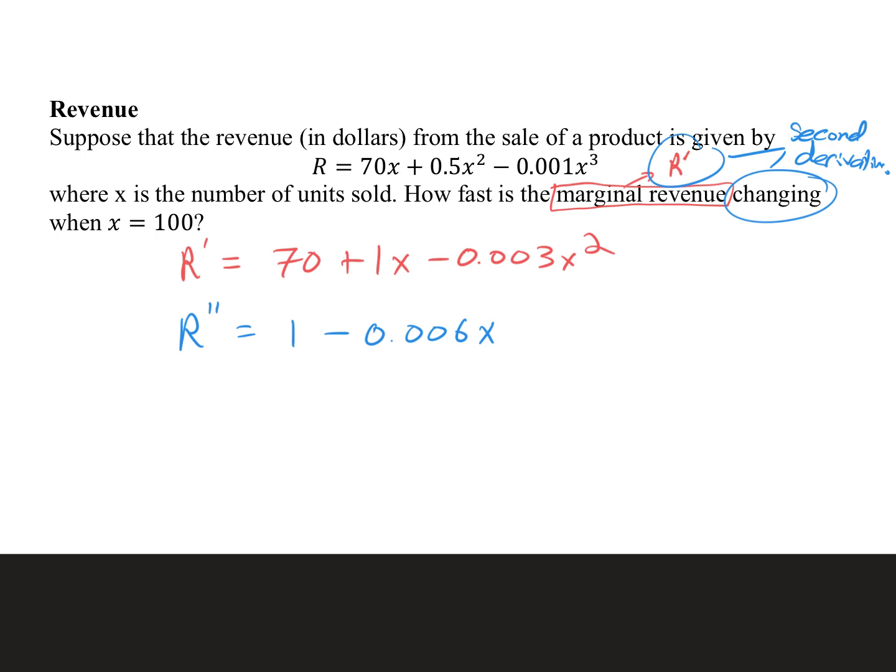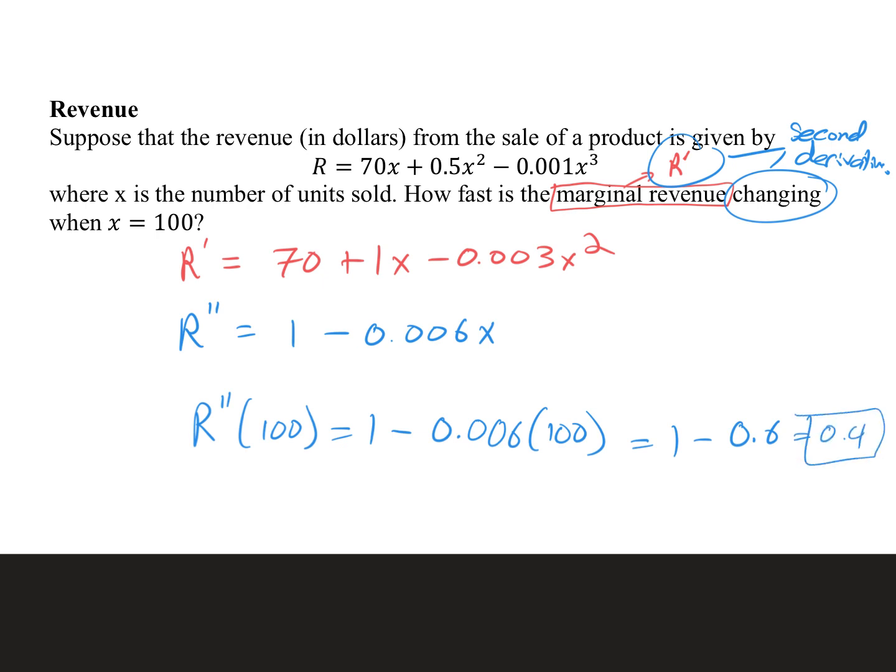Okay, how fast is the marginal revenue changing when x is equal to 100? What we would like to do is now just evaluate our second derivative at 100. So that's 1 minus 0.006 times 100, which would be 1 minus 0.6, which should be equal to 0.4. So this is the rate of change of the marginal revenue. 0.4. If you want to give this a label, let's see.